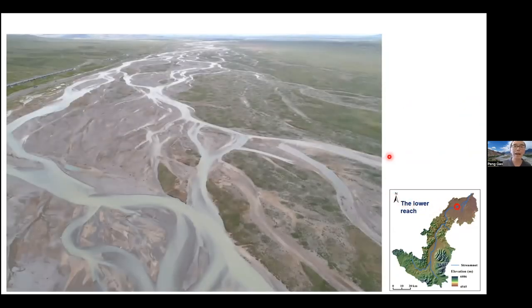As a result, you can see the braided rivers developed very well, and there are really multiple channel branches developed in this very flat, wide valley. And you see bars covered by green vegetation. Also, there are some bars with bare soils. You can imagine during high flows, those bars are subject to strong fluvial processes.